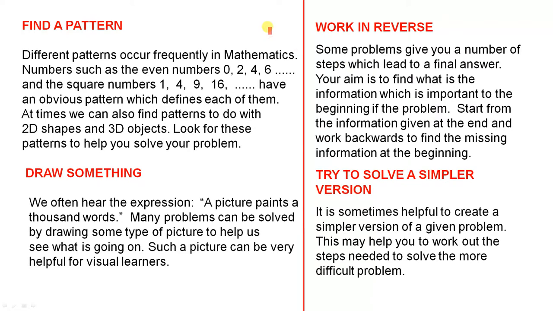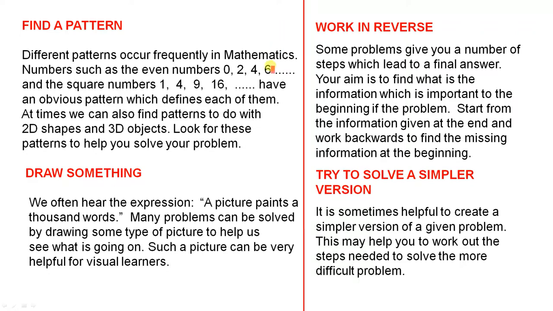Another way is find a pattern. Different patterns occur frequently in mathematics. Numbers such as the even numbers 0, 2, 4, 6 and the square numbers 1, 4, 9, 16, etc. have an obvious pattern which defines each of them. That is, it says something special about each of them. At times we can also find patterns to do with 2D shapes and 3D objects. Look for these patterns to help you solve your problem.